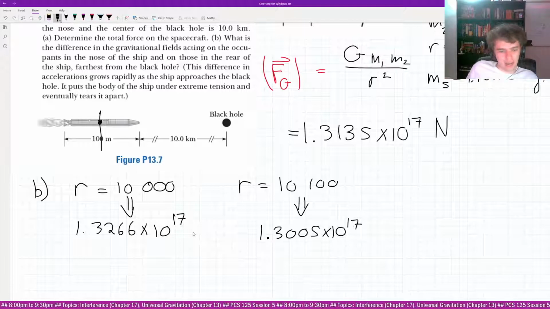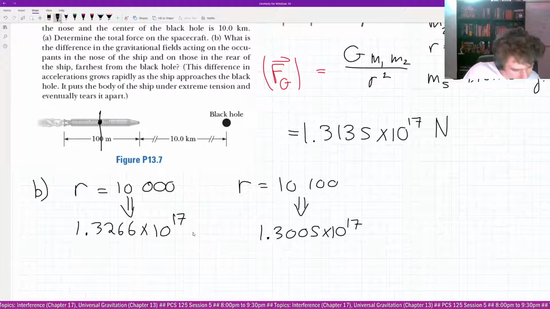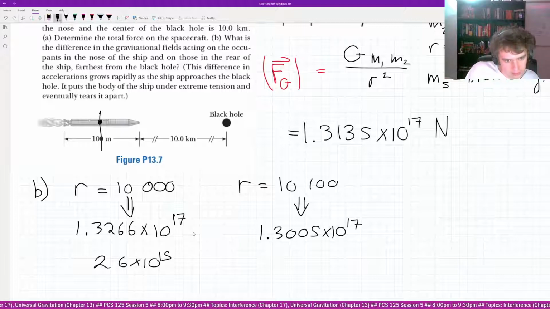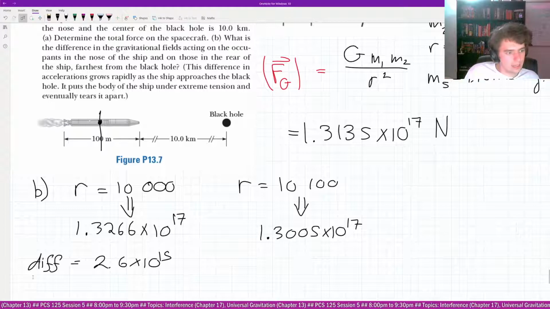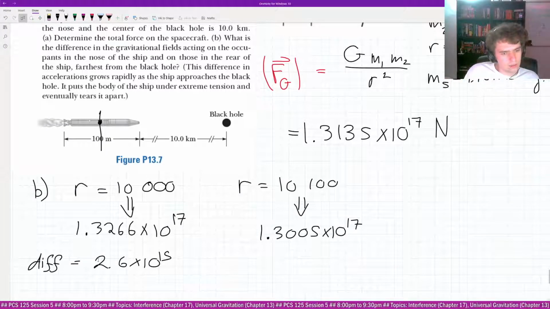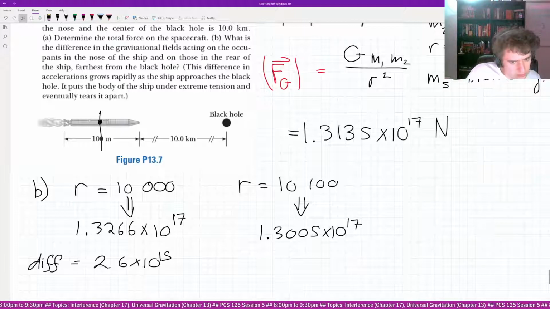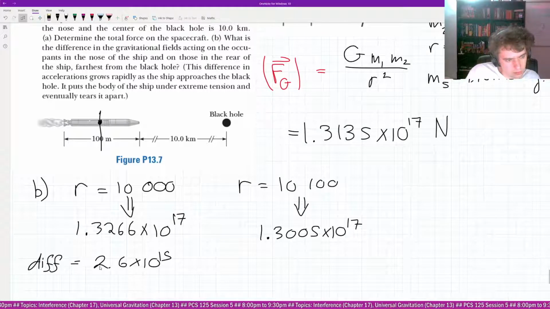Yeah. Okay. I just kind of got confused about the decimal places. So it's fine. 2.6 times 10 to the 15 is what I got. Is the difference, and that's what the question was asking for. But why is it 10 to the 12? The answer says 2.6 times 10 to the 12.